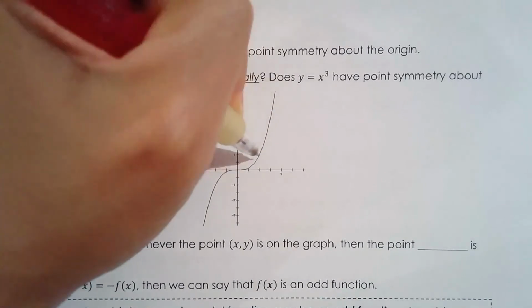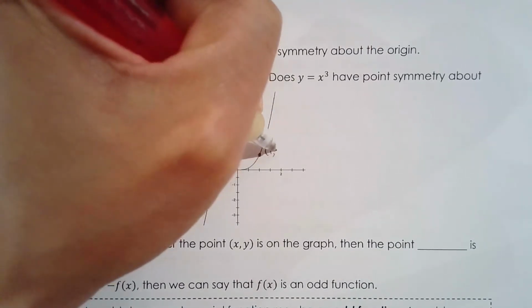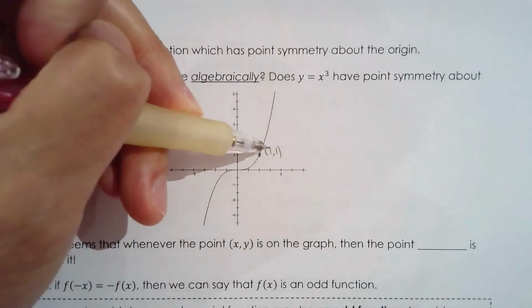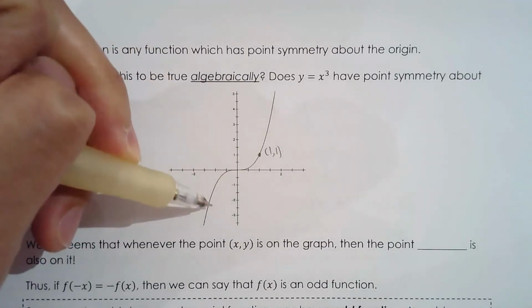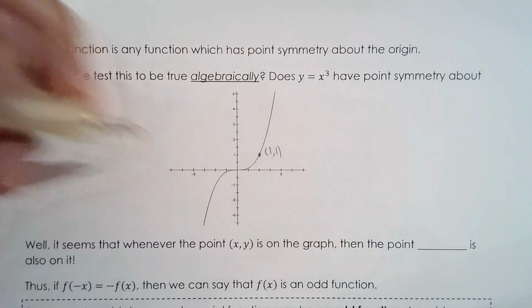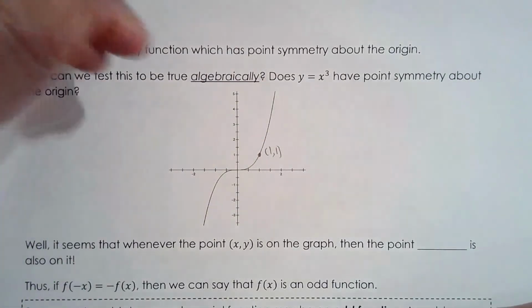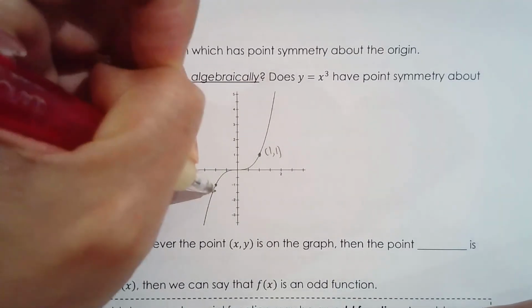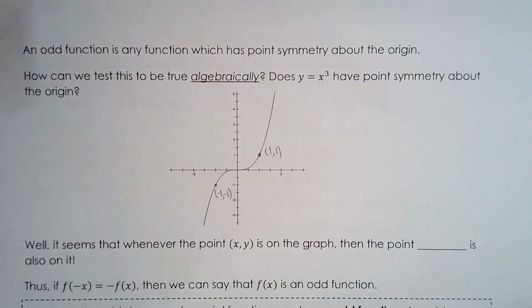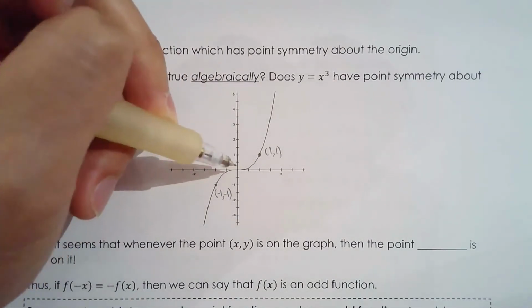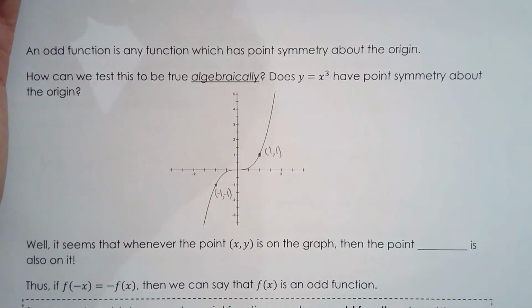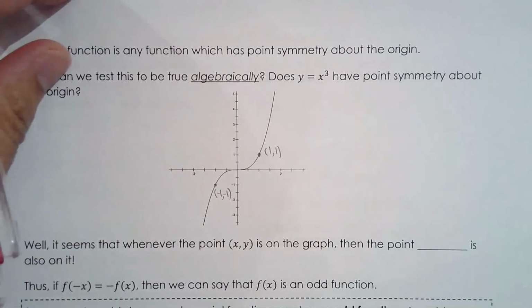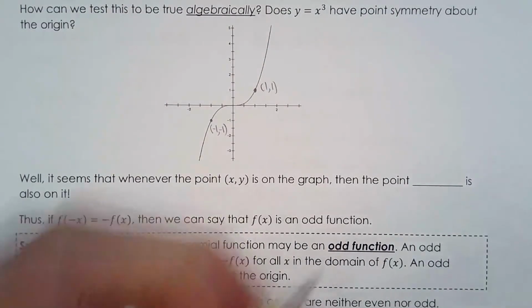So let's do the same thing we did last time. If the point (1, 1) is on the graph, and you want to ensure that there's point symmetry about the origin, what is the other point that must exist on the graph? Hopefully you'll say the point (-1, -1). If (1, 1) is on the graph, and this function has point symmetry about the origin, then (-1, -1) must also be on the graph. You can do other points if you want, but if the point (x, y) is on the graph, then the point (-x, -y) is on the graph.